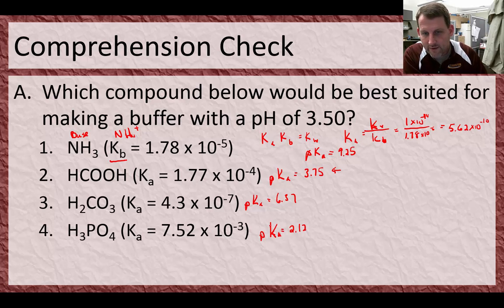So the clear winner of this race is this one. Our formic acid, HCOOH, if we needed a pH of 3.5, would be the best one to run that buffer at.